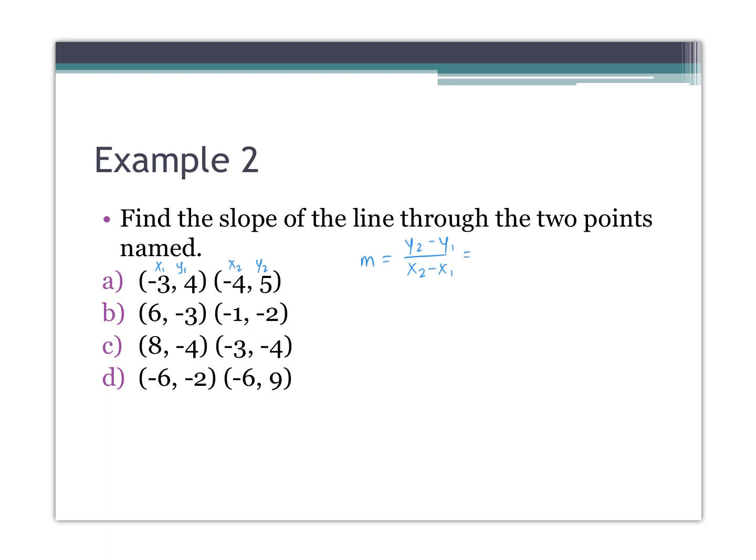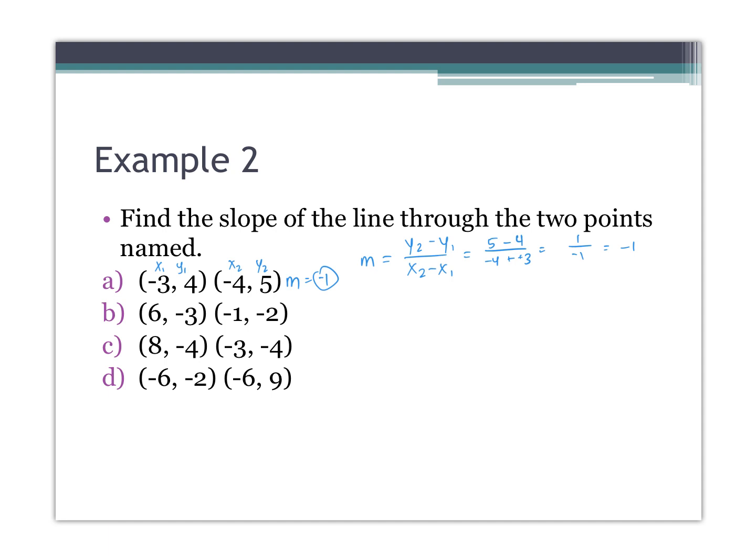And so you're like, okay, y2 is 5, y1 is 4, x2 is -4, and x1 is -3. And so you're like, 5 minus 4 is 1, -4 minus -3 is -1, and so my slope is -1. And that's fine. And that's okay to do. The only thing is I find that kids get really tripped up with the whole x1, y1.